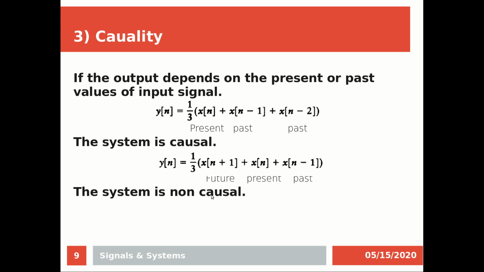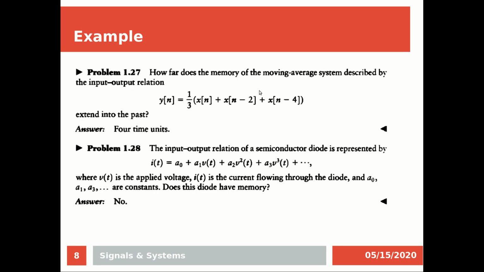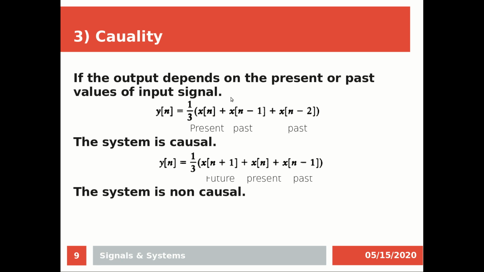Third, causality. Causality depends on having a cause. A system is causal if the output depends on the present or past value of the input signal. The only difference from memory is that memory is saving something different from the present of my signal, but causality is about what is causing this signal. The cause of the signal is the present or the past.